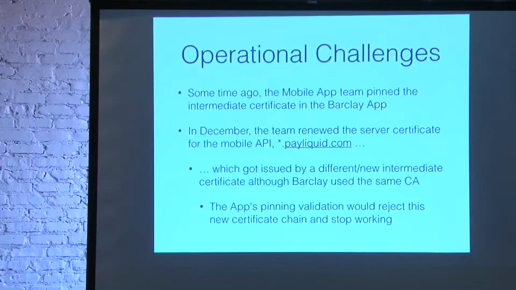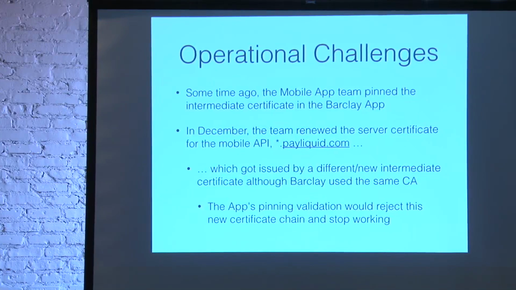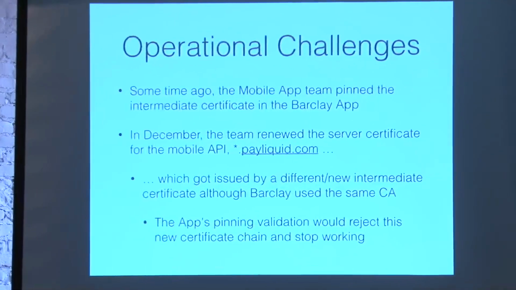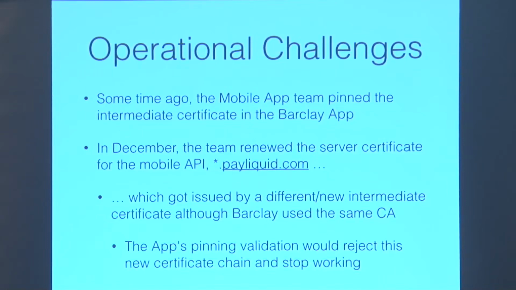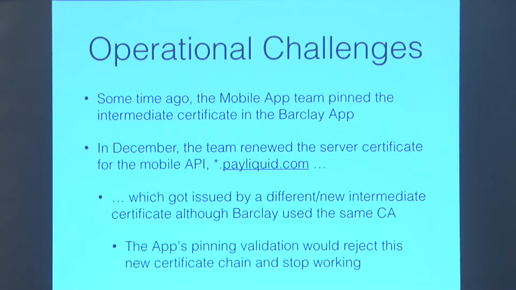So they decided to pin that, and then sometime later, in November, it's more like November, not December, they renewed the server certificate for the mobile API, which is on payliquid.com. But the thing is, they use the same CA, same everything, but the CA issued it with a different intermediate certificate because they had moved to a new system to issue certificates.